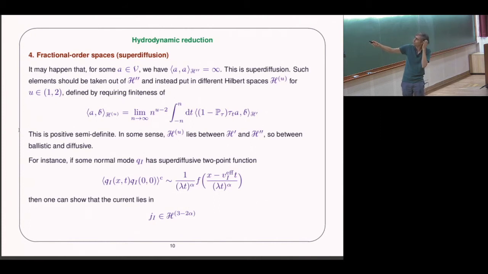So this space lies between the ballistic and diffusive Hilbert spaces. And it's a simple matter to check that if we have some normal modes whose two-point functions have this superdiffusive form for some exponent alpha, which may be diffusive or superdiffusive, then the current lies in the space H_{3-2α}. It's just a little computation from conservation laws. Okay? So alpha equal to half will be diffusive, in which case we recover the diffusive space, but alpha greater than half will be superdiffusive, and then we have some other spaces.